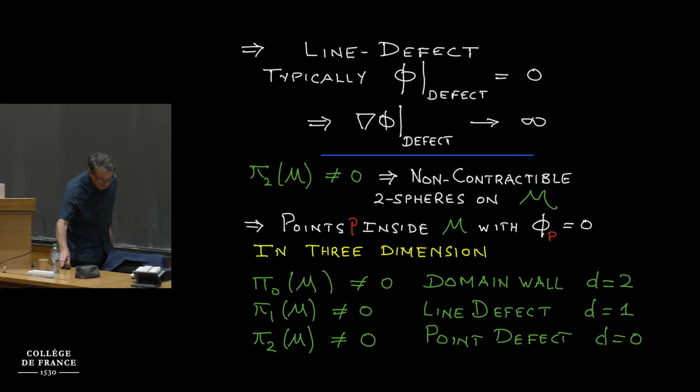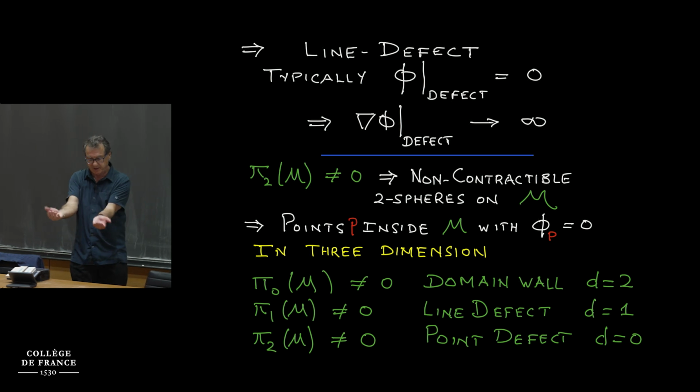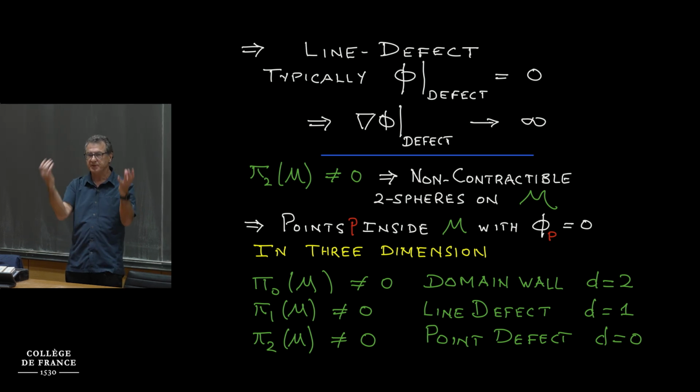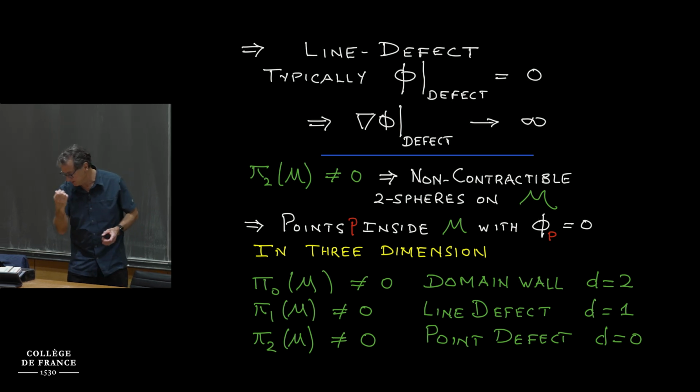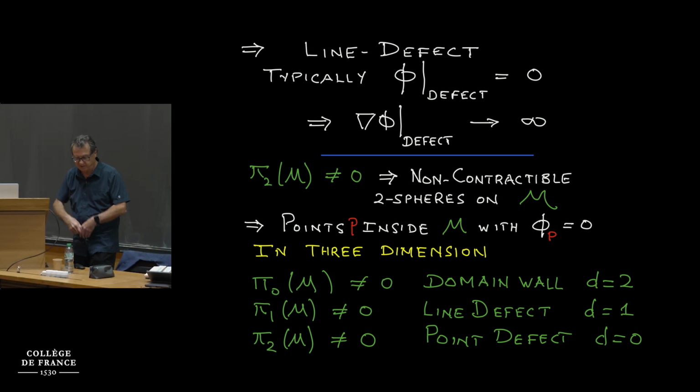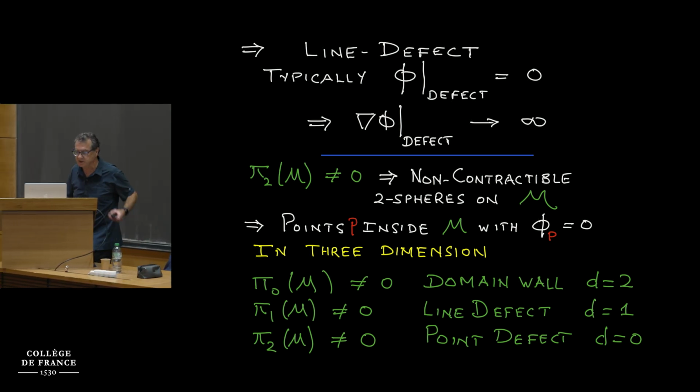If you go to pi2, you have this whole two-sphere, and now you're shrinking it down. So an obstruction there means there must be a point inside where you're off the ground state manifold. So in three dimensions, it's a point defect. And that's a monopole, an aster, a vortex, all of those structures.